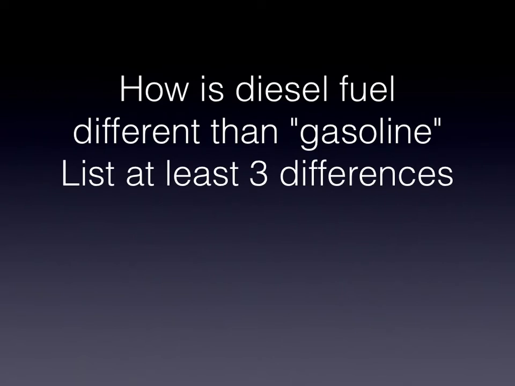List 3 differences. Number 1. Gasoline contains hydrocarbon molecules with 5 to 12 carbons, while diesel contains 10 to 24. Diesel molecules bind more strongly than gasoline, and diesel is more resistant to flow than gasoline, and winter diesel has a thick consistency similar to molasses or honey.